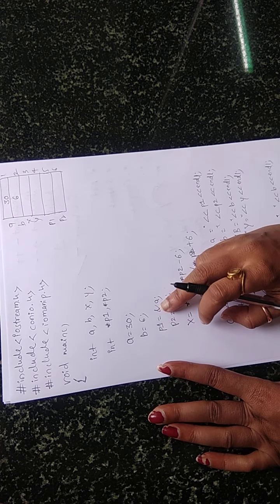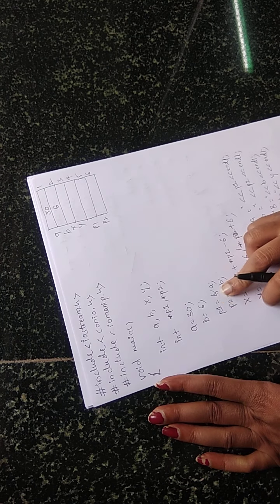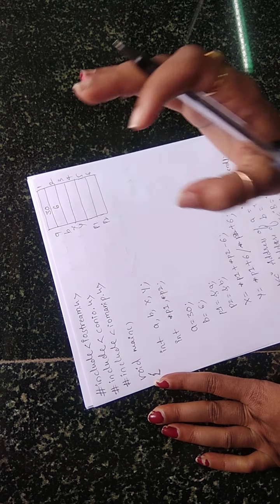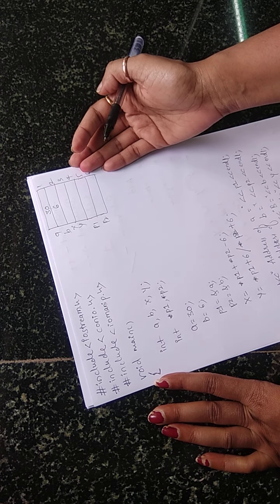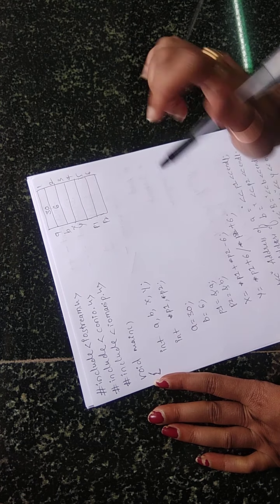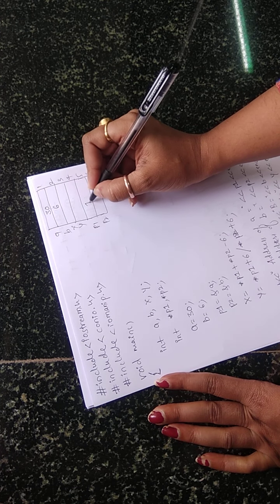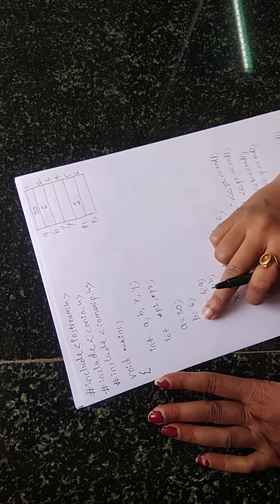Next, P1 is equal to ampersand of A. P1 is equal to ampersand of A means in P1 you store the address of A. So what is the address of A? 1. Actually it is a hexadecimal value, but for considering it as an example we have written normal values. Done. So P1 stores the address of A. The address of A is 1. Next, P2 stores the address of B. What is the address of B?